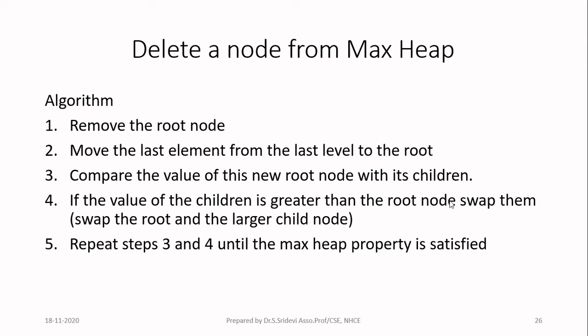And this process is for max heap only. If it is min heap, you will be selecting the child with a lower value. But here we are focusing on the max heap. So I am selecting a child node with the largest value. Then I have to swap that node with the larger child node. Then once you do the swapping, again, it will be disturbing the max heap property in the remaining part of the tree. So you have to repeat steps 3 and 4 until the max heap property is satisfied for the entire tree. So these are the steps in the algorithm. So now let us see one example.